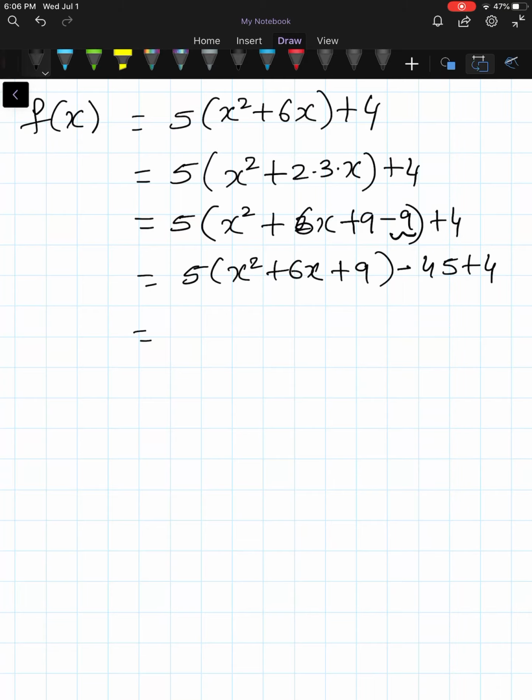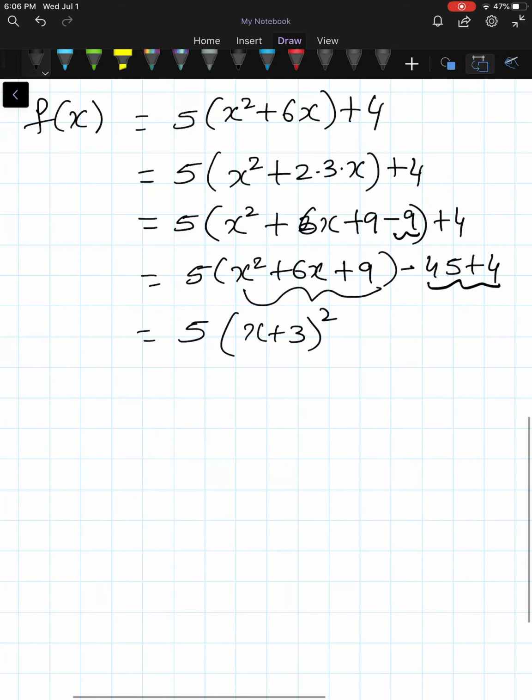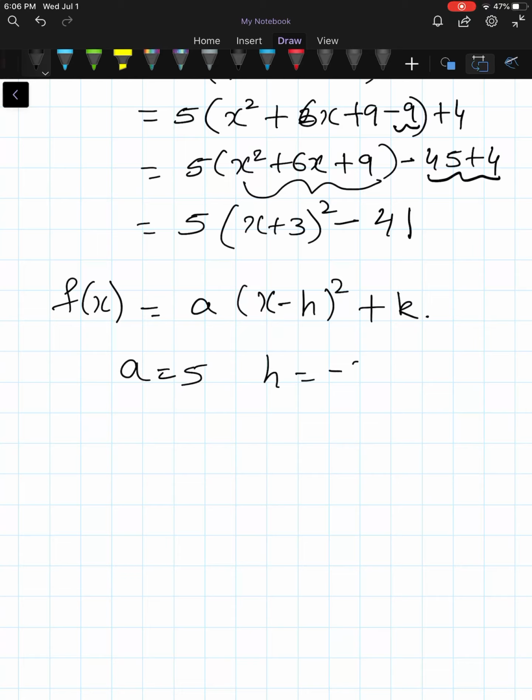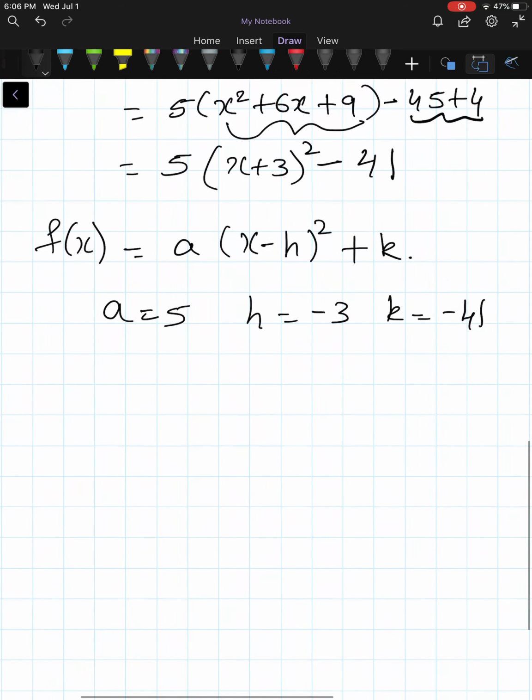If you simplify this and express it using the a plus b whole square formula, that would be x plus 3 the whole square, and minus 45 plus 4 would be minus 41. If you compare the given equation with the standard form, a times x minus h the whole square plus k, our a value is 5, h value is negative 3 and k value is negative 41.